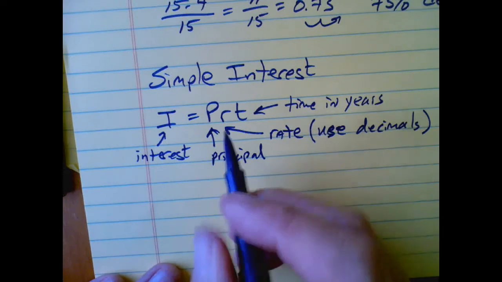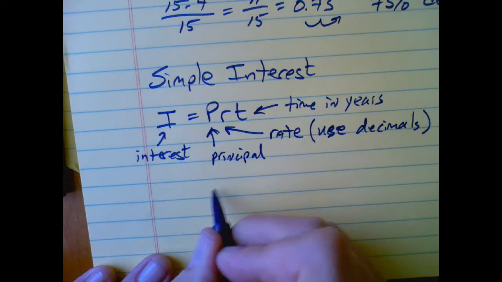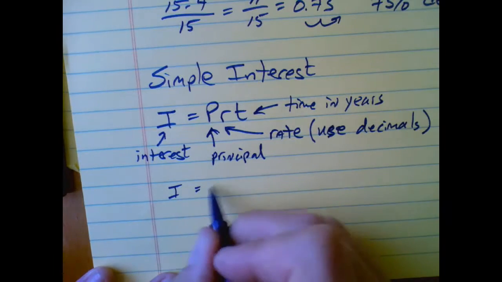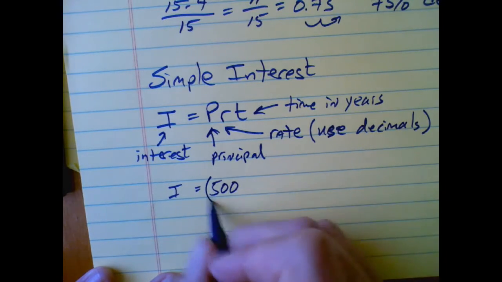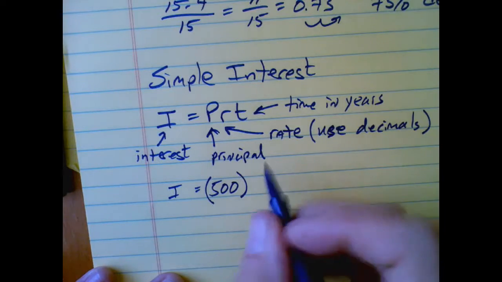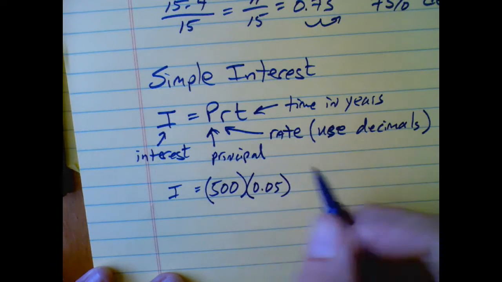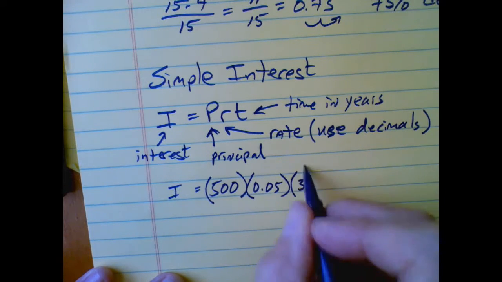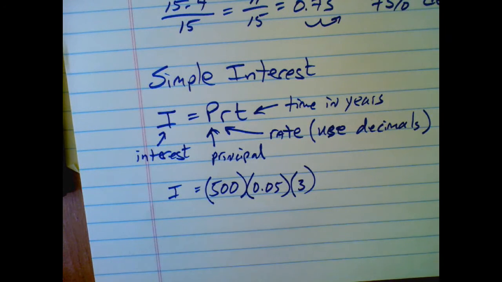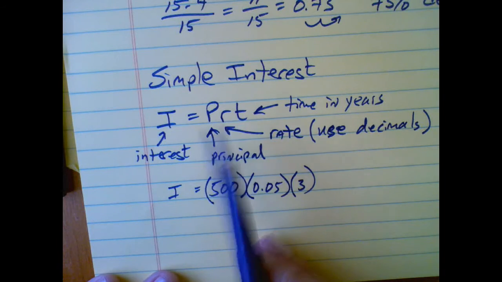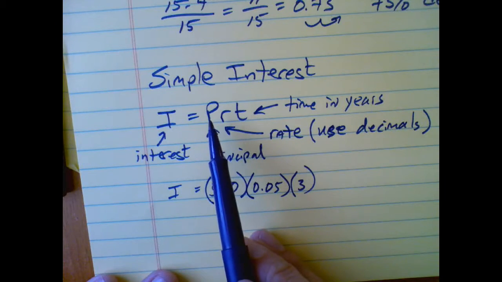So if I give you a principal of $500, I could ask, given a principal of $500, and I put it in the bank at 5% interest, 5% would be 0.05, for 3 years, how much interest would I earn? I could do that calculation. I found out the interest. You can be asked, though, what would be the rate, or what would be the principal based on interest?